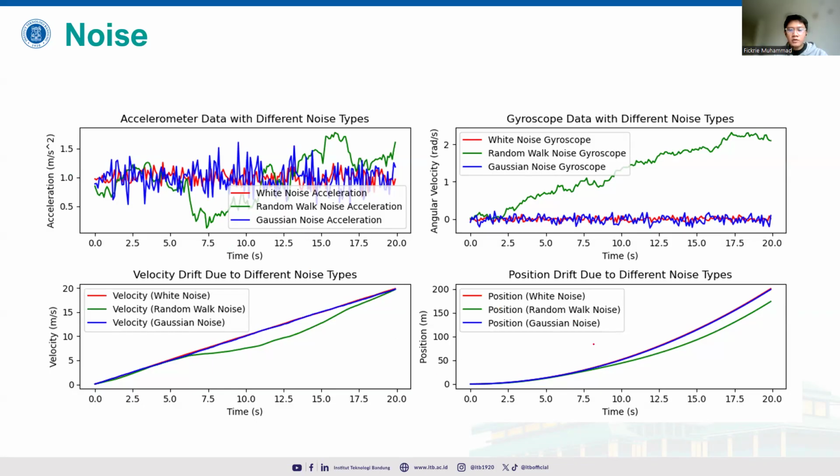As we see here over time, the noise makes a discrepancy between each other, right? Because of the noises, we might have difficulty in determining positions because it is always drifting over time, because of the noise that accumulated over time. As we can see here, the random walk increases gradually over time, which is also causing the drift.